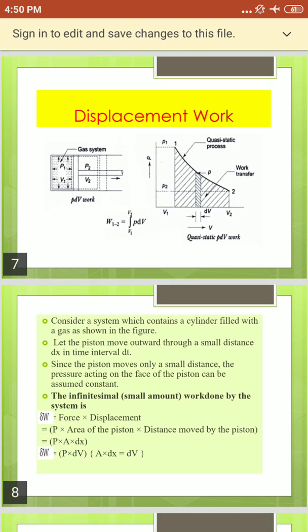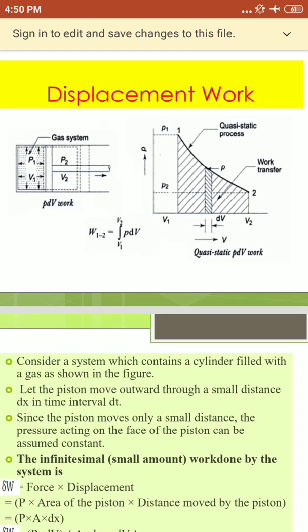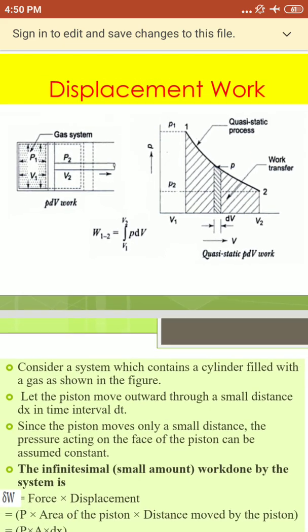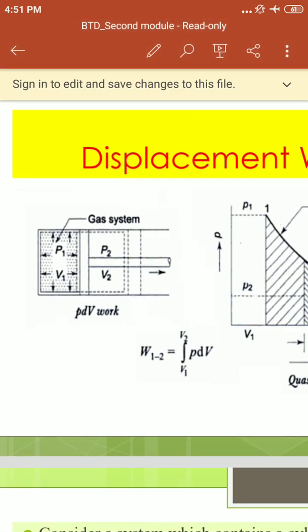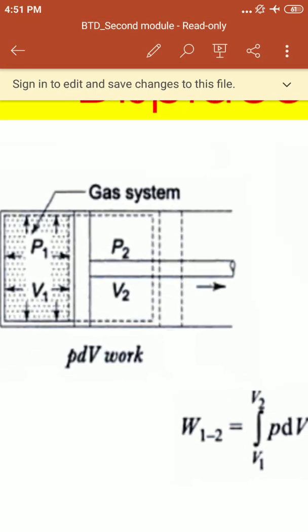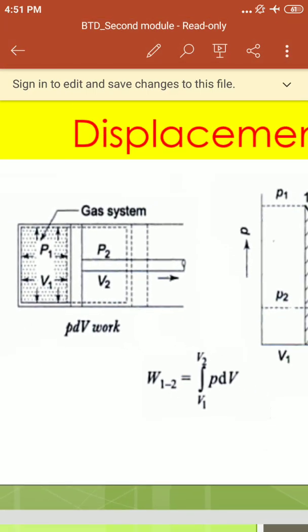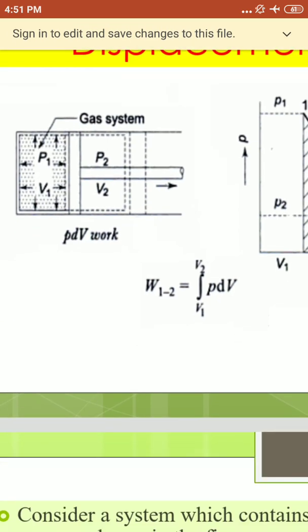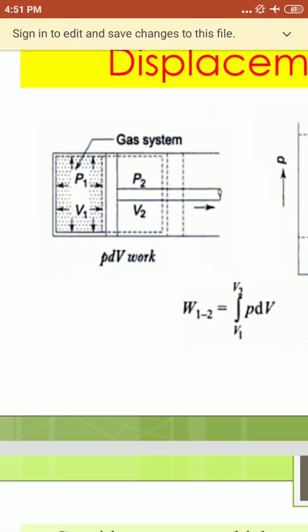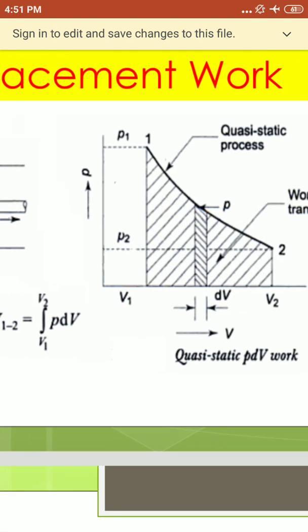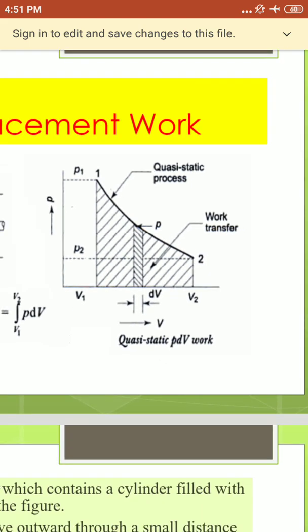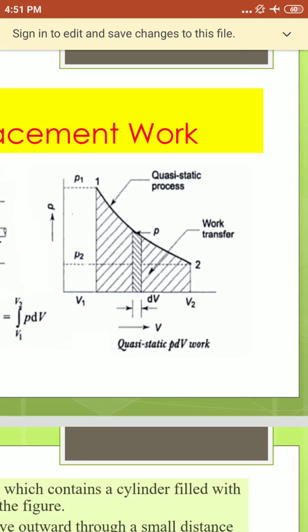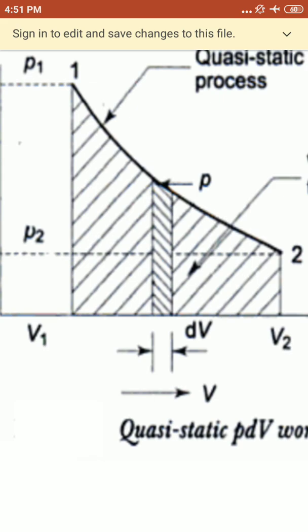Displacement work. For this, we have to find the work done. Consider the piston and cylinder arrangement. Let P1 V1 be the initial pressure and volume of the gas in the system, and P2 V2 be the final pressure and volume of the gas in the system. This is a PV diagram. P is plotted along the y-axis, volume along the x-axis. V1 is the initial volume, V2 is the final volume.